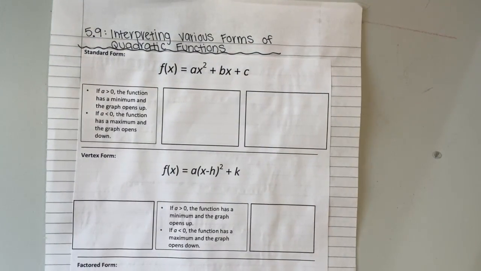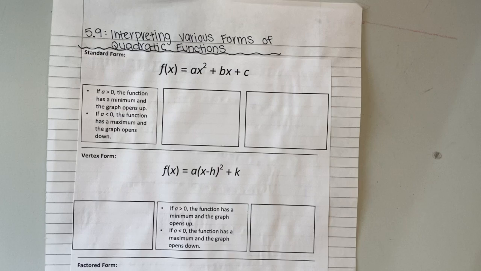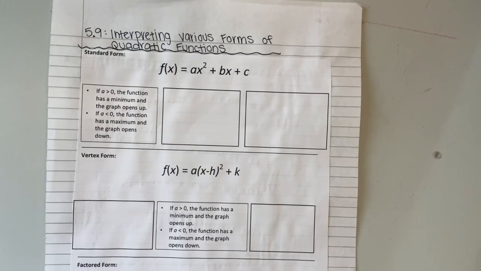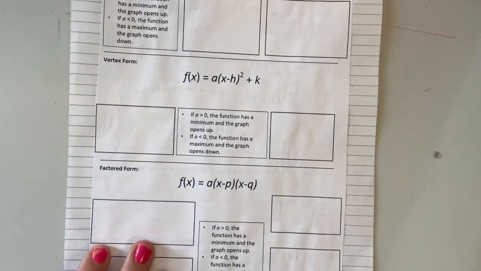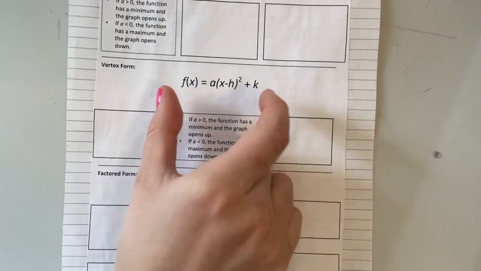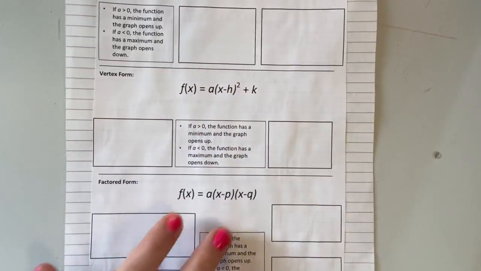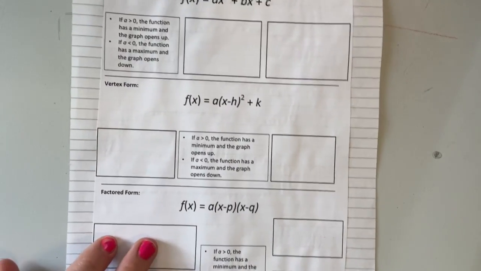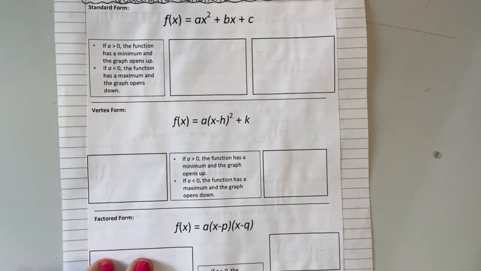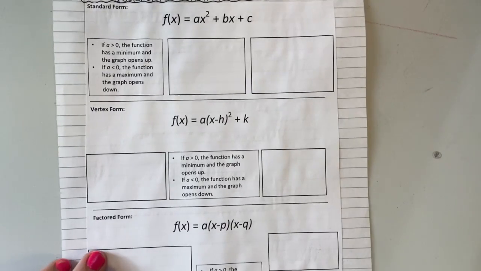Okay, so now we've learned about all of the forms of quadratic functions. The only one we have not talked about is vertex form, which you can see on this paper is our middle format for quadratic functions. So first we're just going to look at standard form and factored form since that's what we're familiar with, and then we'll look at vertex form.